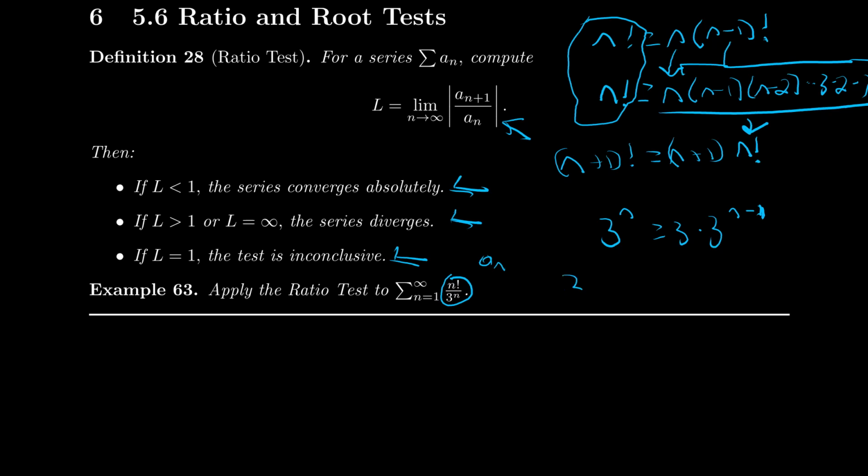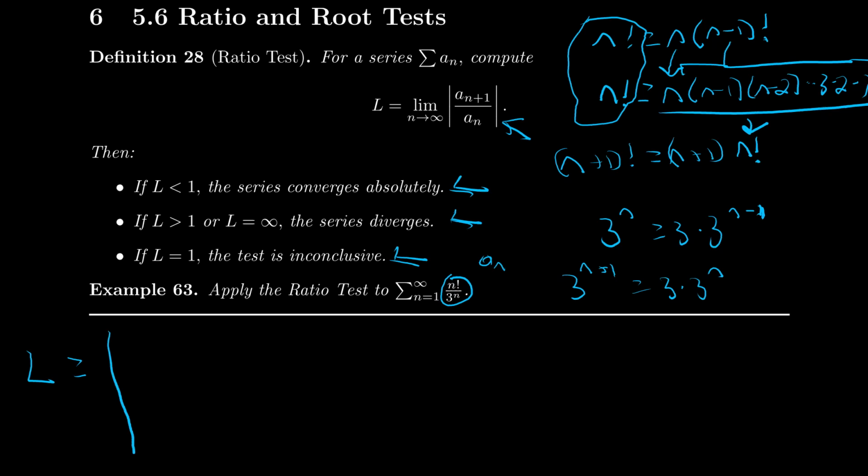3 to the n plus 1 is 3 times 3 to the n. Okay? You need to know how exponents and factorials work in order for this to work. But once you know that, this is really easy. We're going to compute L to do the ratio test.